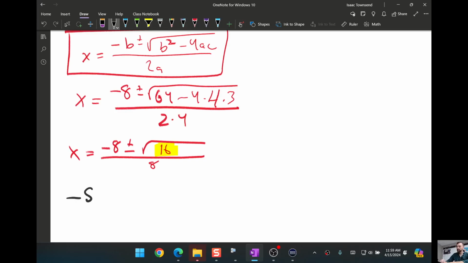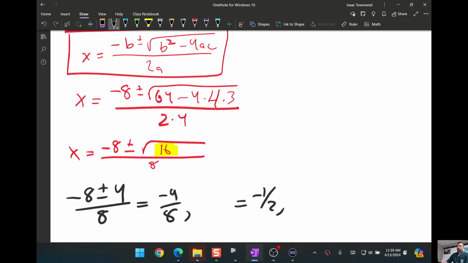But for me right here, the square root of 16 is 4. So one answer is going to come from negative 8 plus 4 over 8. In other words, negative 1/2. And another answer is going to come from negative 8 minus 4 over 8, which reduces to negative 3/2.